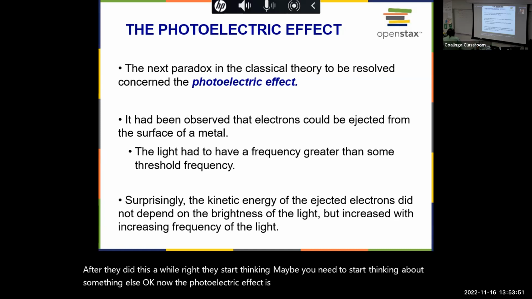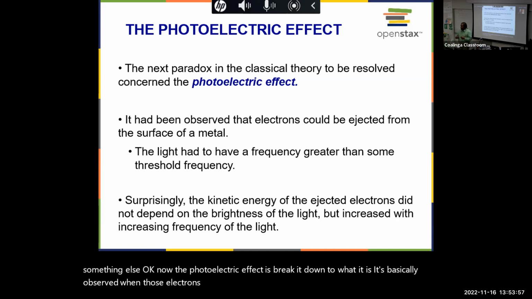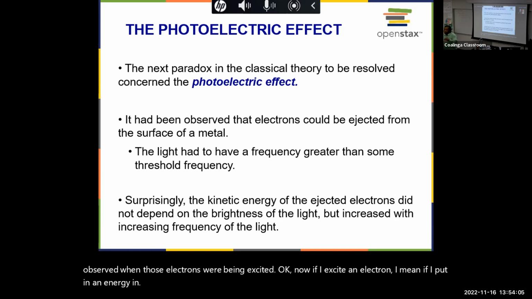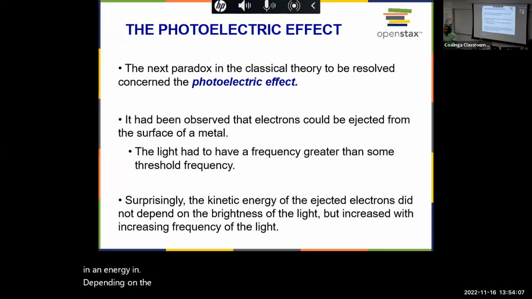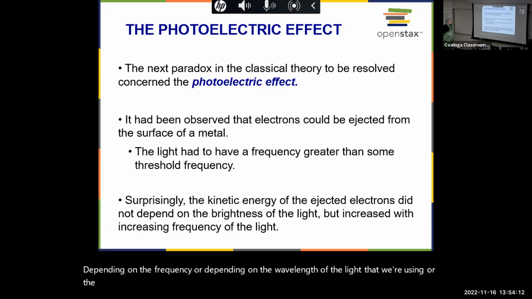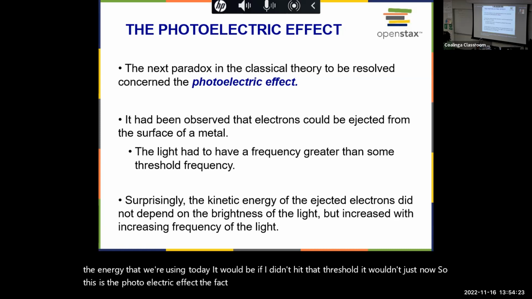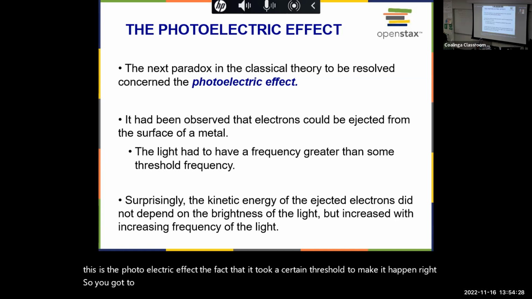Now, let's break it down to what it is. It's basically observed when those electrons were being excited. If I excite an electron, if I put energy in, depending on the frequency or the wavelength of the light that we're using, it would eject an electron. If I didn't hit that threshold, it would not eject. So this is the photoelectric effect. You've got to get over that hump to make it happen.